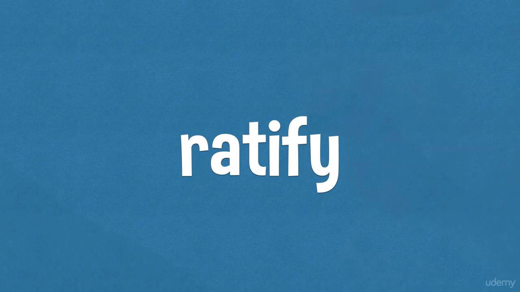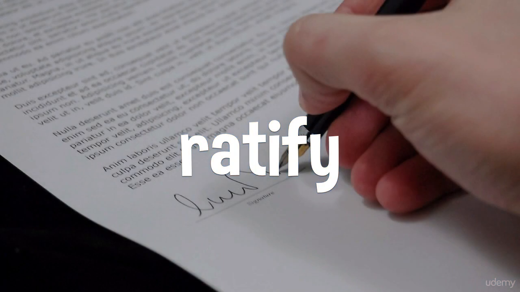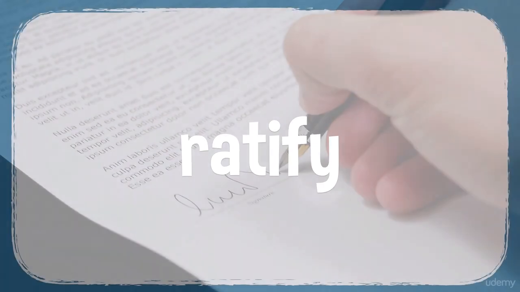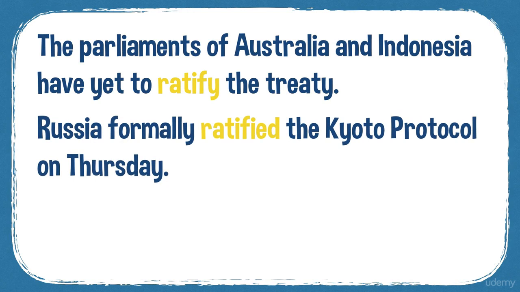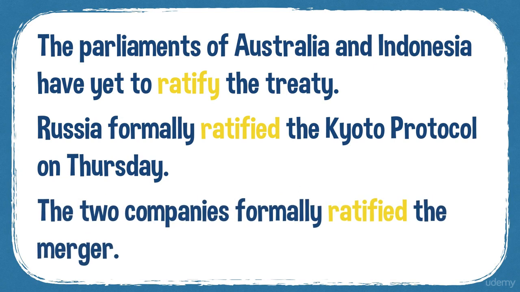Ratify. So when national leaders or organisations ratify a treaty or an agreement, they make it official by giving their formal approval to it, usually by signing the agreement or by voting for it. So, for example, the parliaments of Australia and Indonesia have yet to ratify the treaty. Russia formally ratified the Kyoto Protocol on Thursday. The two companies formally ratified the merger.